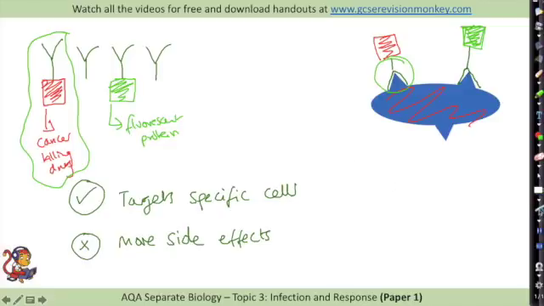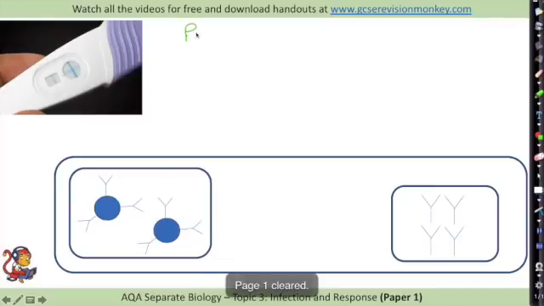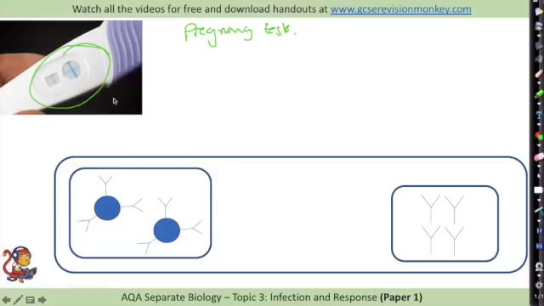And another specific use is in pregnancy tests. So women can find out very quickly if they're pregnant by using one of these pregnancy tests, and all of them are a little bit different, but they work in a very similar way, and they use monoclonal antibodies. The pregnancy test uses specific monoclonal antibodies to look for a particular protein that is present in the urine of women that are pregnant.